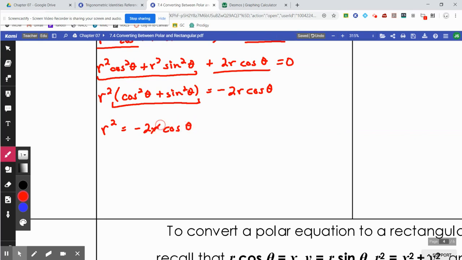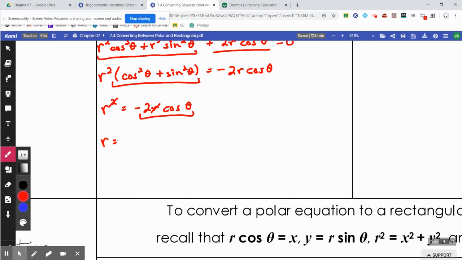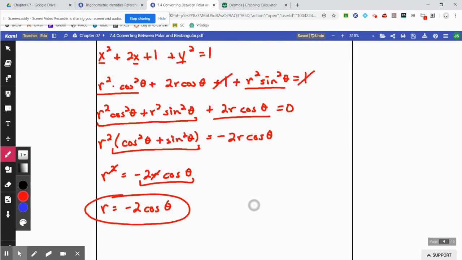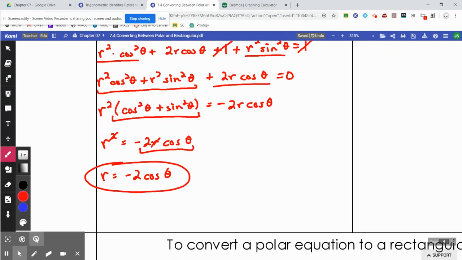When you divide by this r to the other side, because all of this is being multiplied, it cancels with one of these r's and leaves you with r equals -2 cosine theta. So that should be a circle that has been shifted left 1 unit.